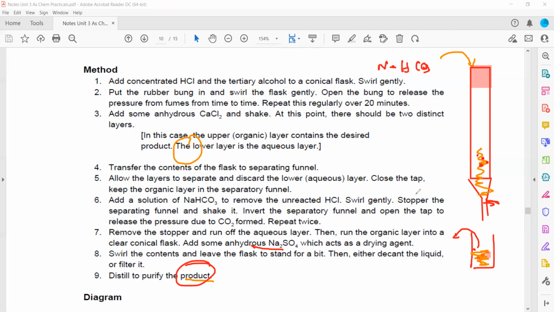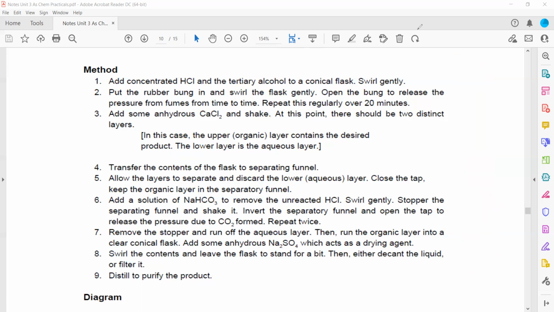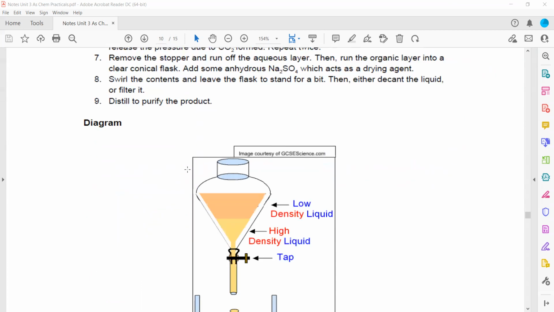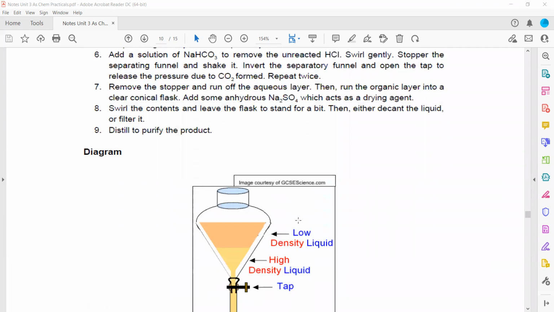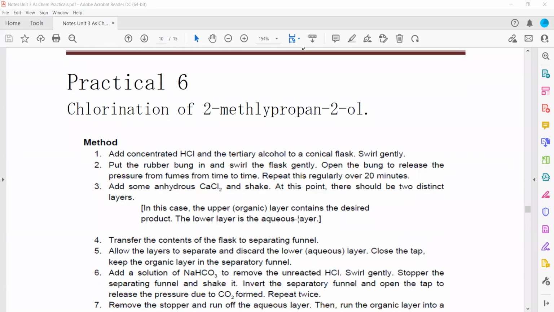We can use distillation again, and from the temperature at which we collect the vapors, we can identify that this is the specific substance we are obtaining. Is it clear how we can prepare, or how we can do chlorination of 2-methyl propanediol? Any doubt till this point?